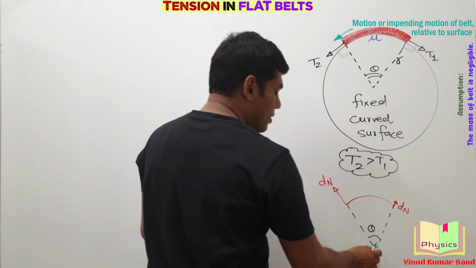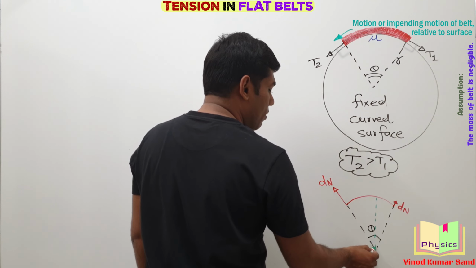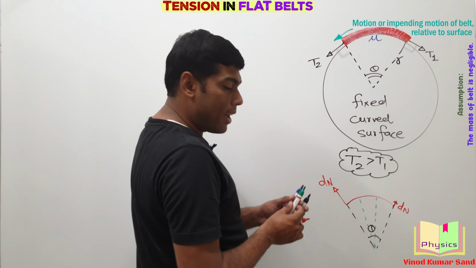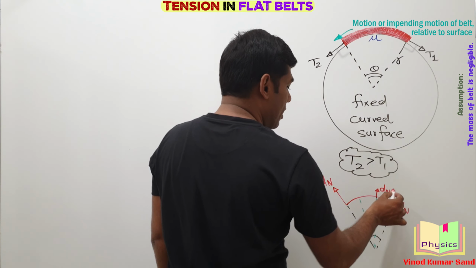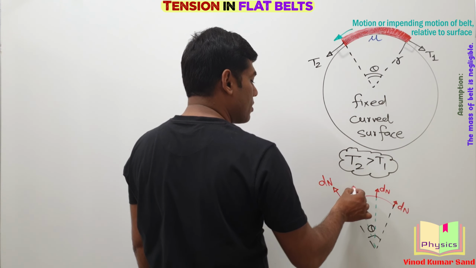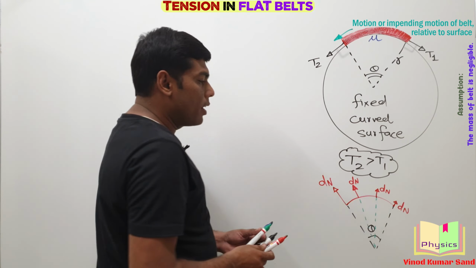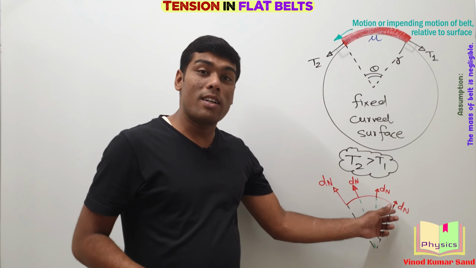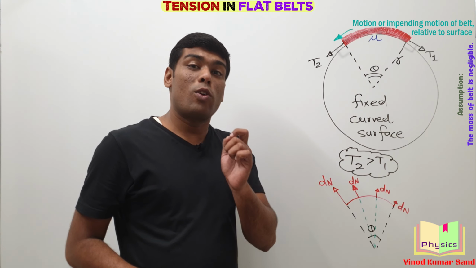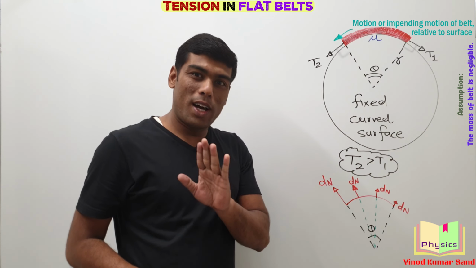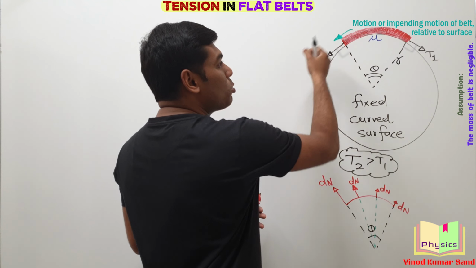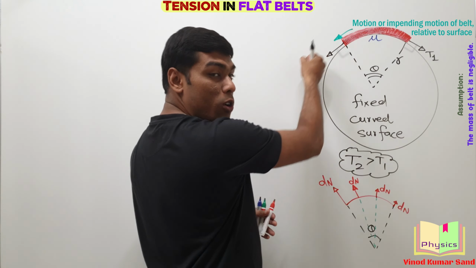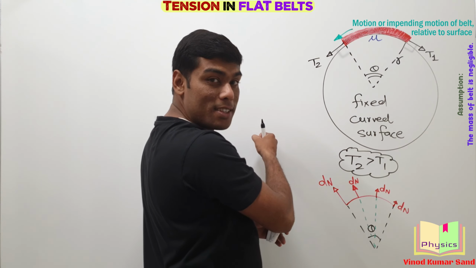You may consider other points of the surface. Take the radial directions. Here the dN will be like this, and here the dN will be like this. So actually at every contact point, the distribution of the normal is unknown to us. The same happens with the friction. The impending motion or the tendency of motion or the actual motion is in this direction.